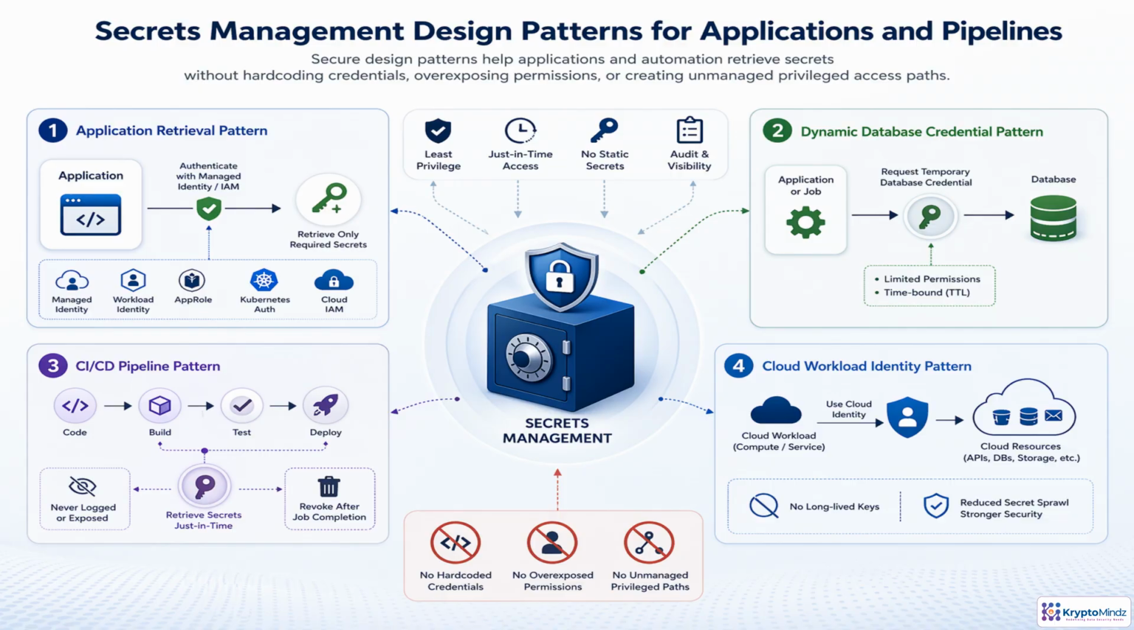A good mental model is to treat secrets management as a broker, not a storage drawer. Applications should prove who they are with a managed or workload identity, then receive only the specific secret they need. For databases, avoid shared accounts by issuing temporary credentials with narrow permissions and a short time to live. For pipelines, retrieve secrets just in time, keep them out of logs, and revoke access when the job ends. In cloud environments, prefer workload identity over stored keys. Across these patterns, the goal is the same: least privilege, short-lived access, no static secrets, and clear auditability.